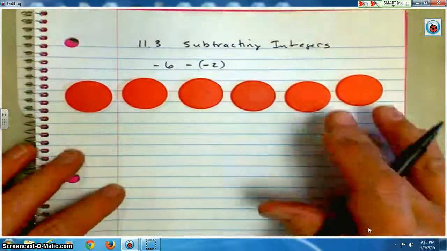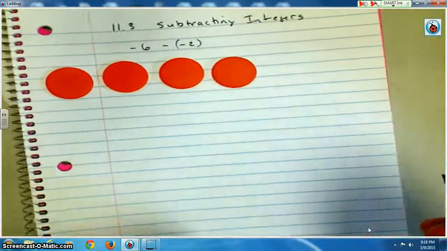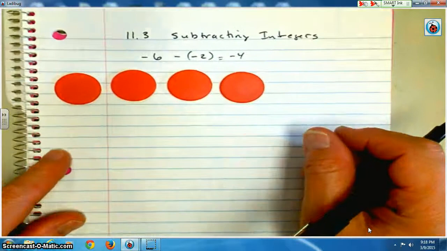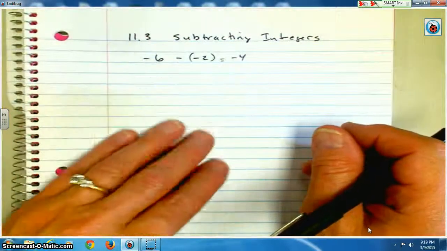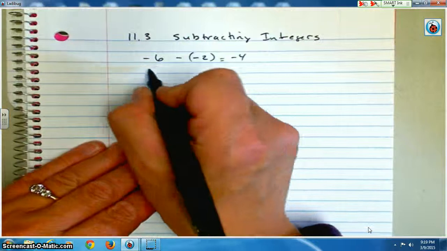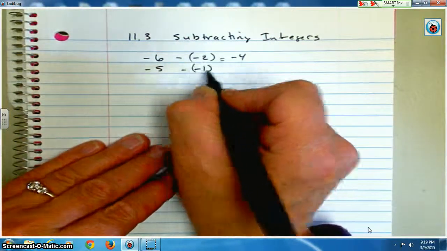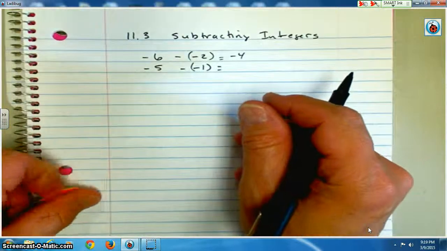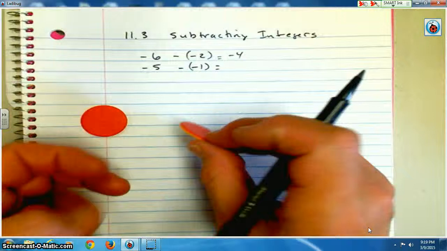And this is pretty easy because all we have to do is just take away 2 red chips, and we are left with a -4. So 4 red chips. And that's pretty simple. And we'll go on and do another example. Let's start this time with a -5. And we're going to subtract a -1. And again, we put the brackets around that just to keep our numbers clear. So again, start with a -5.